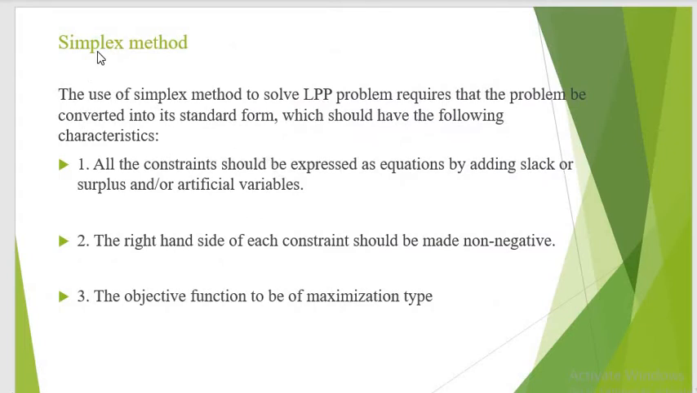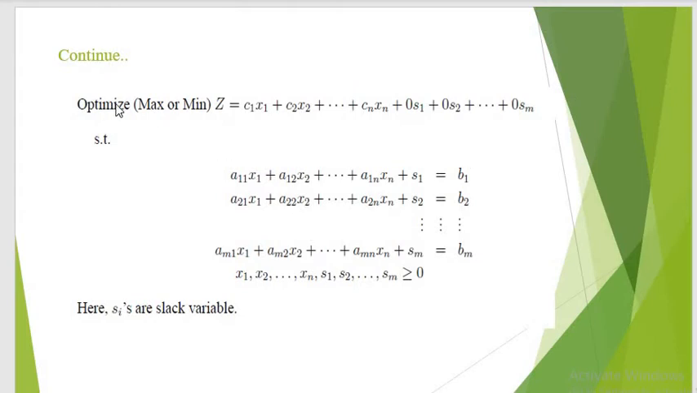Another method to solve a linear programming problem is the simplex method. The use of the simplex method to solve an LPP requires that the problem be converted into its standard form, which should have the following characteristics. First one is all the constraints should be expressed as equations by adding slack or surplus or artificial variables. Second is the right hand side of each constraint should be made non-negative. Third is the objective function to be of maximization type. So this is the standard form of an LPP.